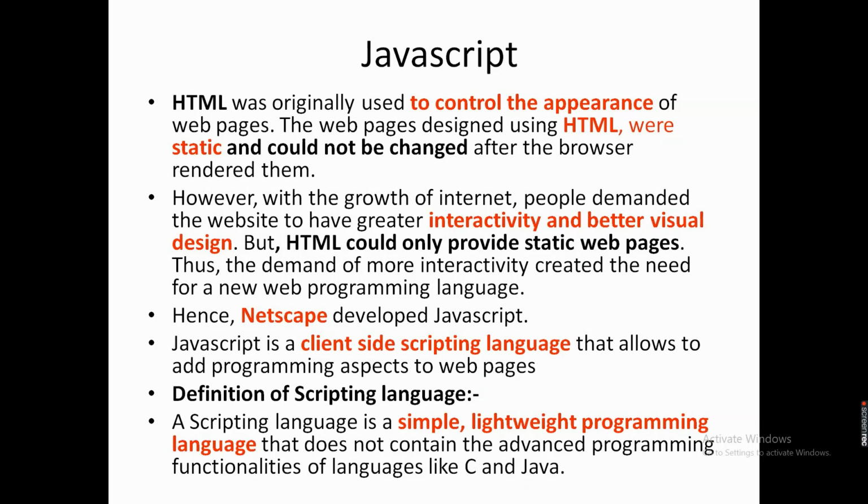Nowadays, people like you demand a website to have greater interactivity and better visual design, and the demand for more interactivity creates a need for a new web programming language. I thank Netscape for developing JavaScript that allows you to add a programming aspect to your static web page. Now we will see the definition of scripting language. A scripting language is a simple, lightweight programming language that does not contain any advanced programming functionality like C or Java.